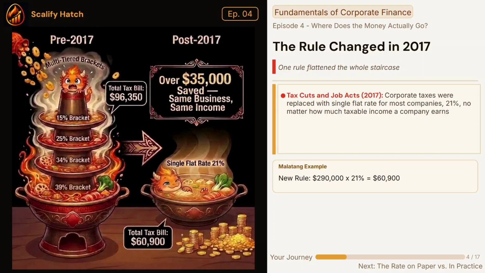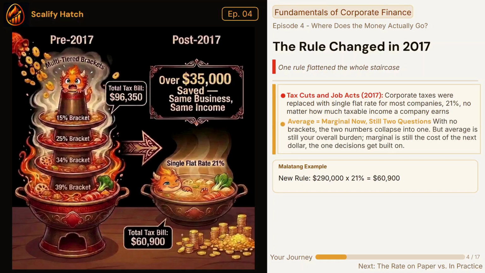So if they're the same number now, why do we spend so much time separating them? Because they're still answering two different questions, even when the answer happens to match. Average tax rate tells you what percentage of total income got paid in tax. Marginal tax rate tells you what happens to the next dollar. And that's the one financial decisions actually get built on. When we get to things like the value of a tax shield on interest later in this series, it's the marginal rate doing the work, not the average.